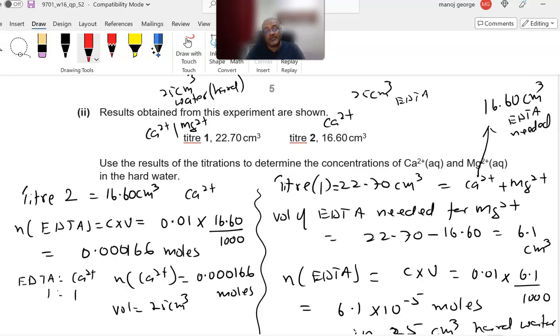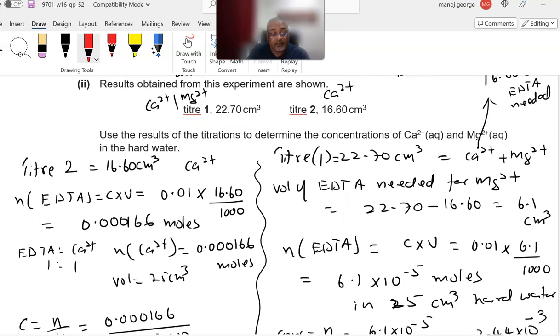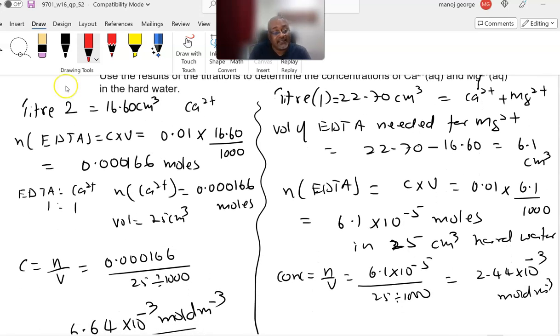This is probably where most of the students need help. Remember, once again, in the second titration only calcium ion was interacting with EDTA, but in the first titration, calcium ion and magnesium ion both were interacting. That's the reason why, when I solved this paper, I looked at the second titre first. And in my second titre, I know my EDTA is coming from the burette. So the 16.60 cm cube is the volume of the EDTA which came from the burette.